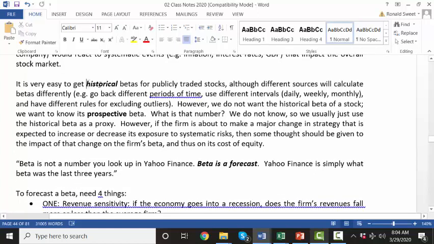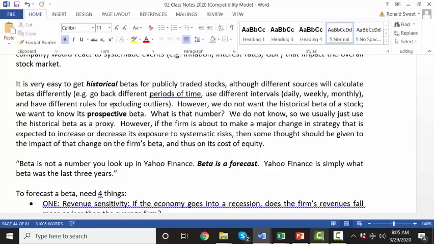So it's very easy to get historical betas, but historical beta is not what we're using. I know a lot of classes teach to use a historical beta, but we actually want to use a future prospective beta, a beta that we expect going forward. If you use what's in Yahoo Finance, you're just getting the beta they actually calculated for the last 5 years using monthly data. But when you do your Excel application assignment, you're going to calculate a beta for your company on a rolling 5-year basis. So you'll see how the beta has changed over time.